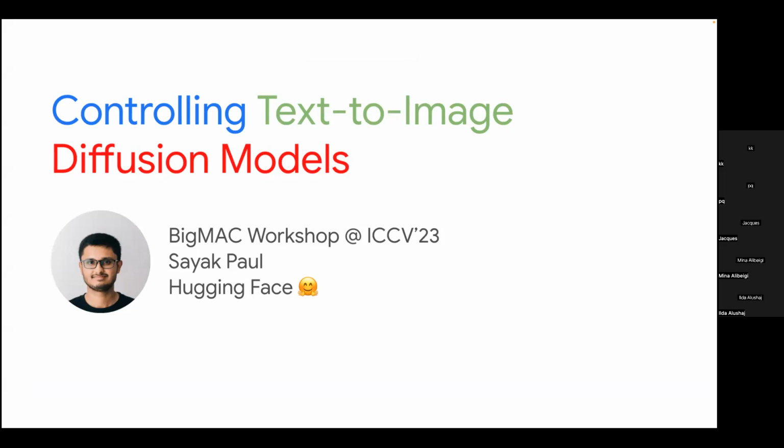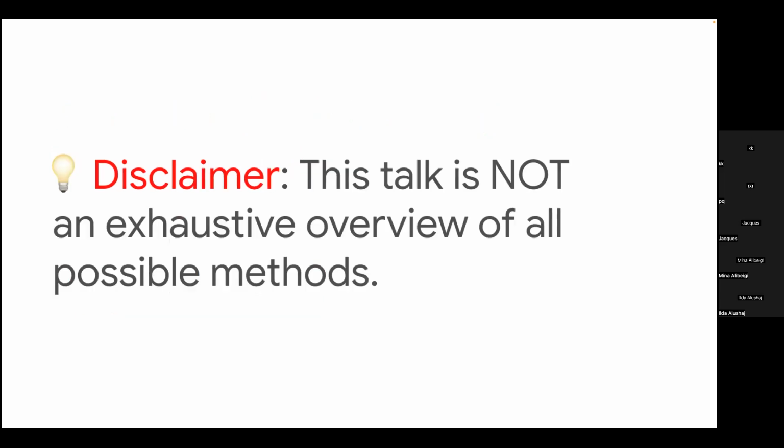There were lots of talks around the classic pre-training era, like self-supervised learning, semi-supervised learning, noisy supervised learning, and so on. But let's get to the text to image part a bit, and let's see how we can adapt these big text to image diffusion models. As a disclaimer, this talk is not going to be an exhaustive overview of all the possible methods. So I just wanted to get that big elephant out of the door right away.